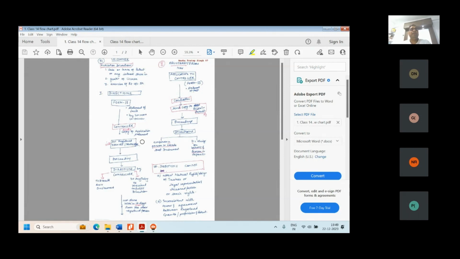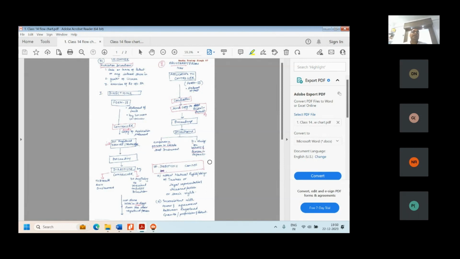After the proceedings, the controller can give a direction. What direction can be given? That they can empower any other person to execute that instrument on behalf of the person who is defaulting, or do things on behalf of the person who is in default. Same thing, right? He is not following, someone else can do that. And this will be as per the law because it will be done under the controller's direction.